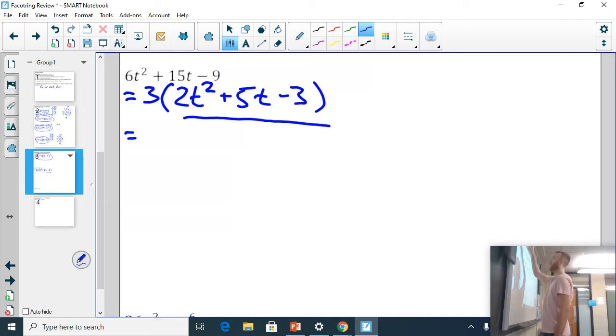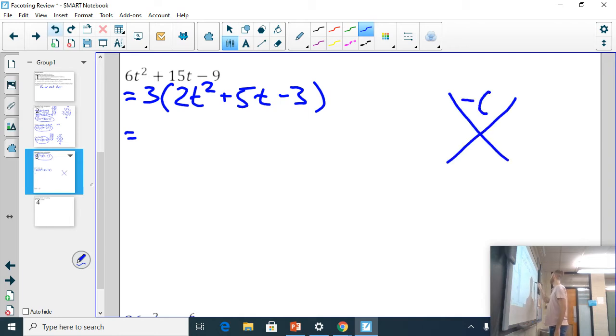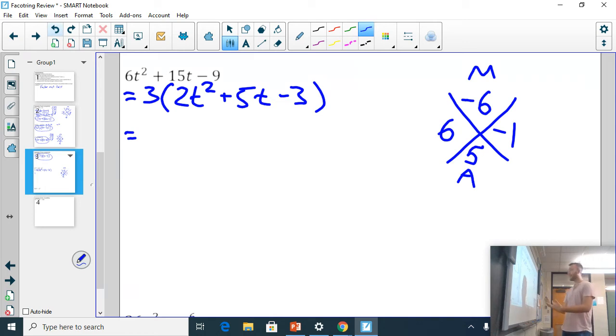So to do that, we have to, again, multiply the first number, 2, times the last one, negative 3. So we're going to need multiples of negative 6, and we're going to need to add to 5. Multiples of negative 6 that add to 5 are probably going to be a positive 6 and a negative 1, I think, would be our 2. And then again, we split the middle. So I'm going to try and keep that 3 out front.